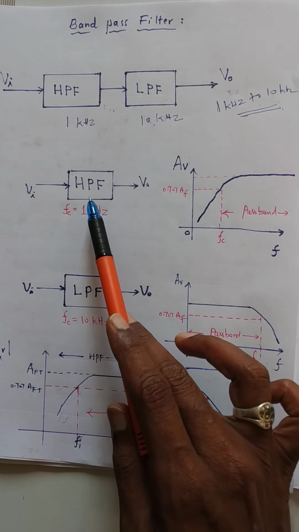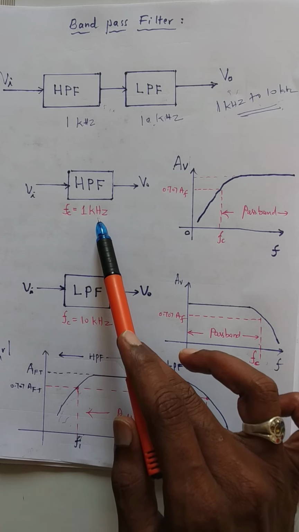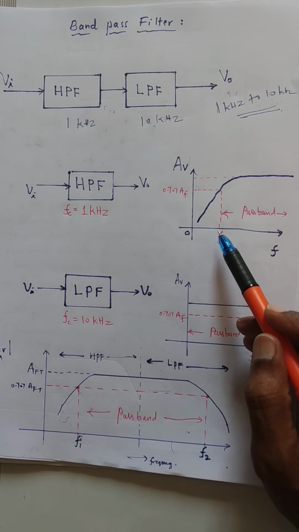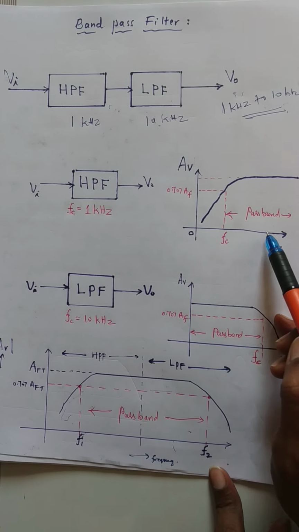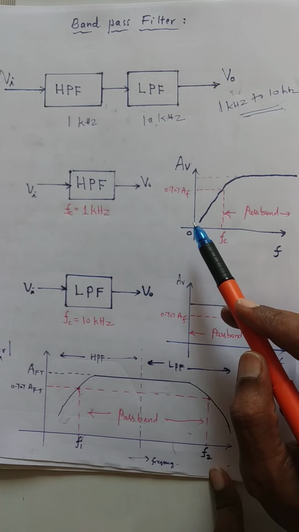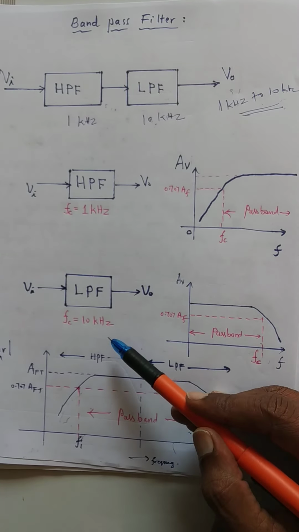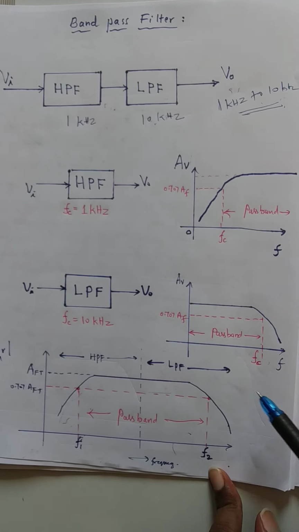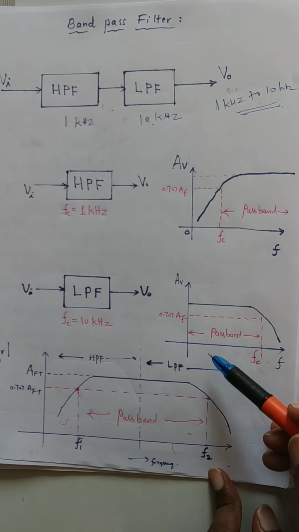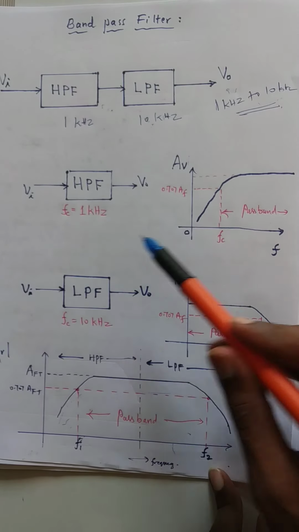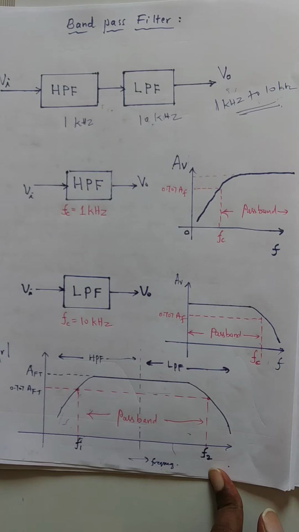If the cutoff frequency is 1 kHz for the high pass filter, it means it passes the signal frequencies above 1 kHz. Below 1 kHz, it rejects the signals. If the cutoff frequency for the low pass filter is 10 kHz, it means this filter passes the signal frequencies up to 10 kHz, and above 10 kHz, it blocks the signal frequencies. This is the frequency response of the high pass filter. This is the frequency response of the low pass filter.